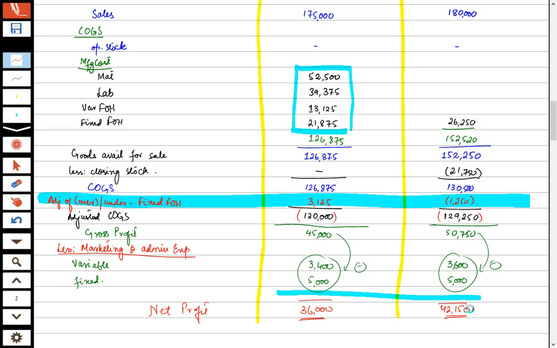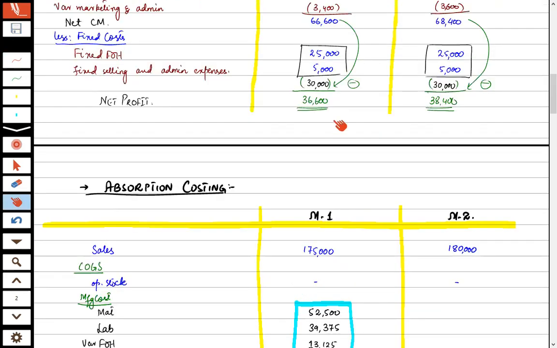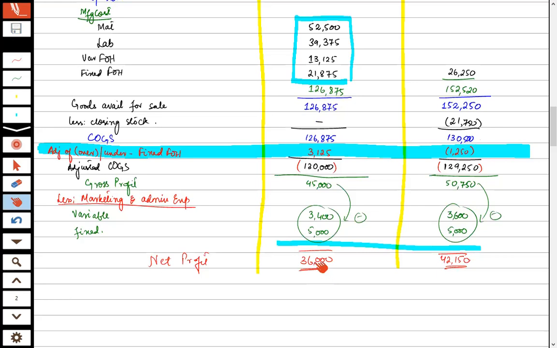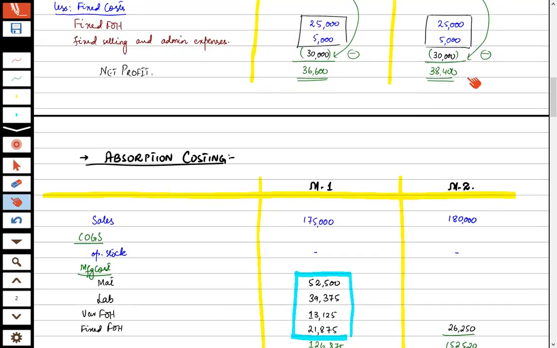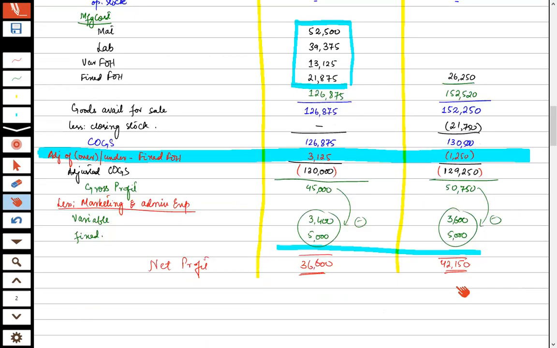So this is the difference of marginal and absorption costing, and you can see similar inventory, similar costs, but in the first month profits are the same, 36,600. But in month two, profits are different: 38,400 and 42,150. Under absorption costing, our profit is greater. There is a reason in it.